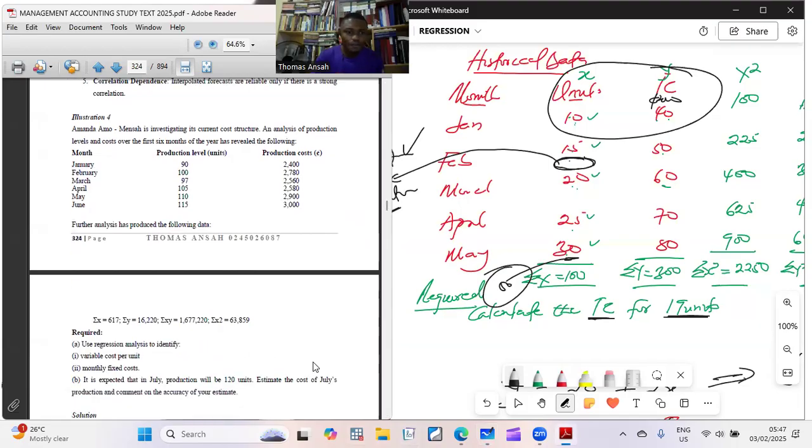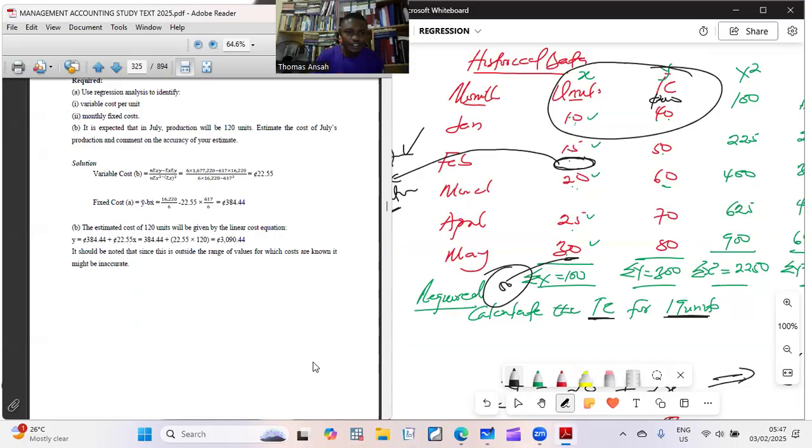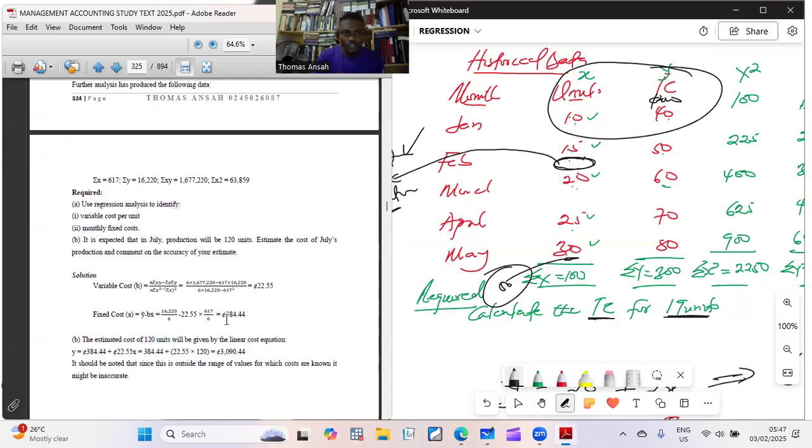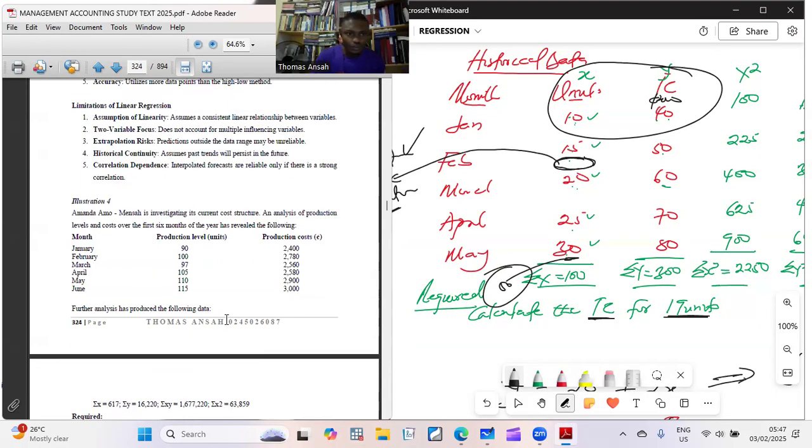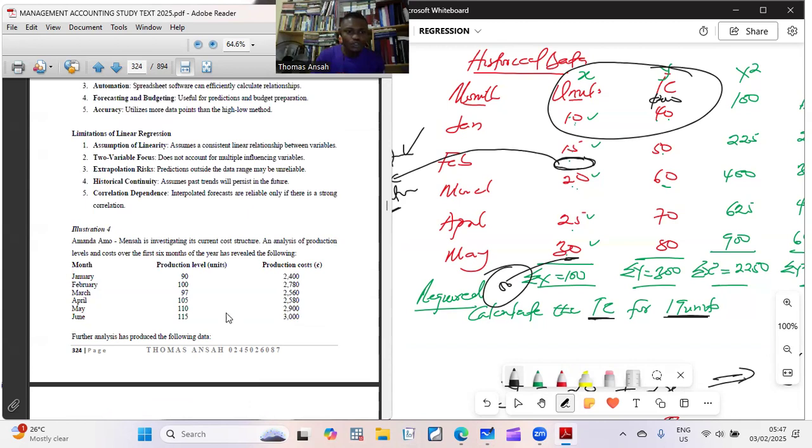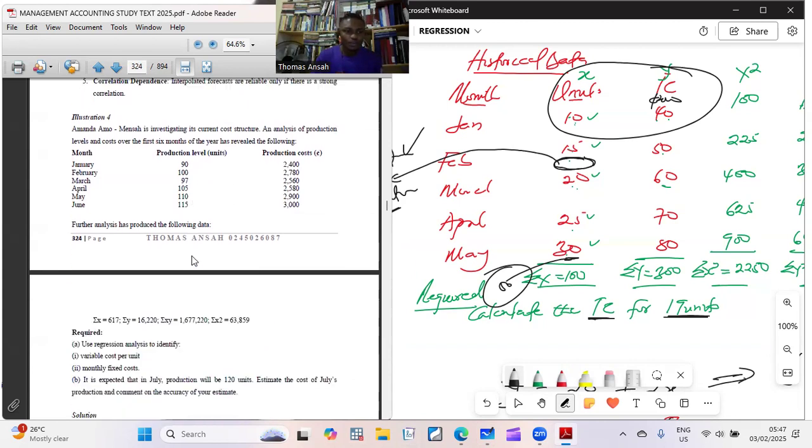The final answer is here. All right, when you generate it, because it's 120 units, just take a snapshot of it, then use it to work this example, per the requirement. That is that. So that is regression.